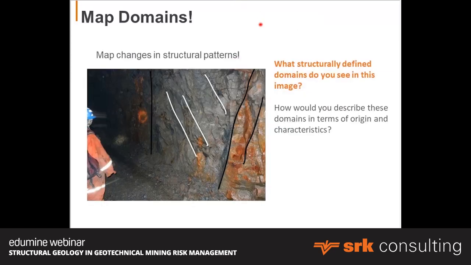And don't forget to map domains. While you're mapping, look at the changes in properties, changes in structures and orientations. See why that is happening. In this particular case, we have a sequence of structures with greater continuity running in that direction, and then in this domain we have a change in the orientation of structures. There must be a reason for that, and you should map that.